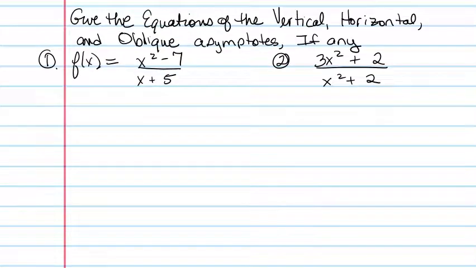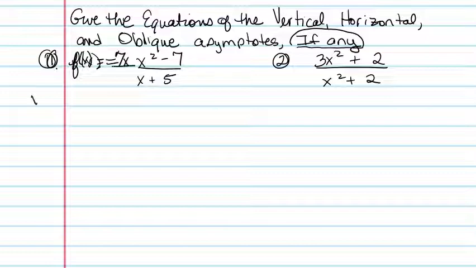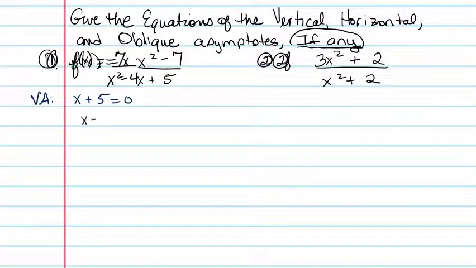Okay, so on these two examples, we're going to find all the asymptotes, if they have any, and that's a key part, if any, because they might not be one. So we're going to go through each one and check. First, we'll do vertical. The vertical asymptotes can be found by setting the denominator equal to 0 and solve. And so I get x equals -5 for my vertical asymptote. And yes, you must type in x equal -5 on your homework.